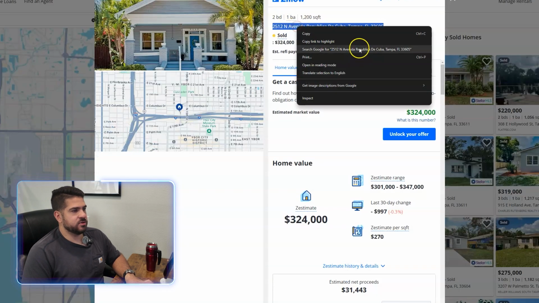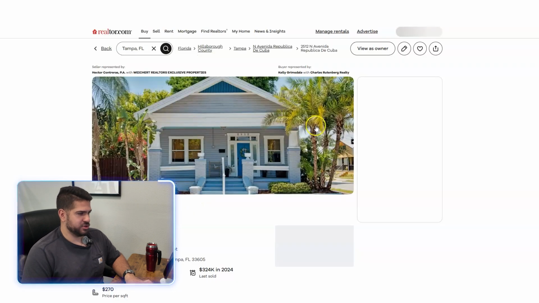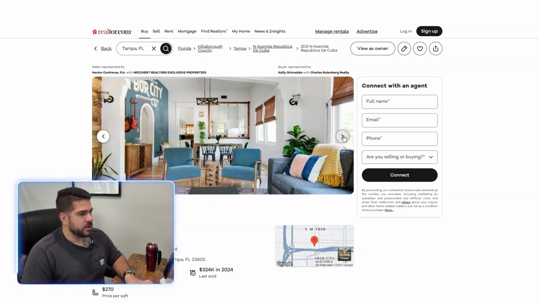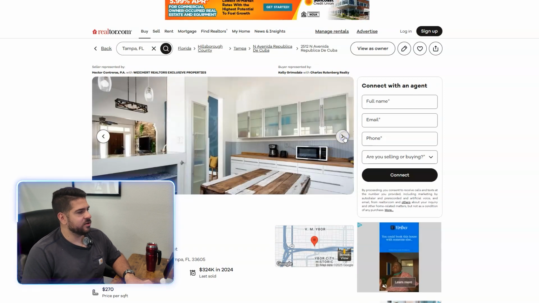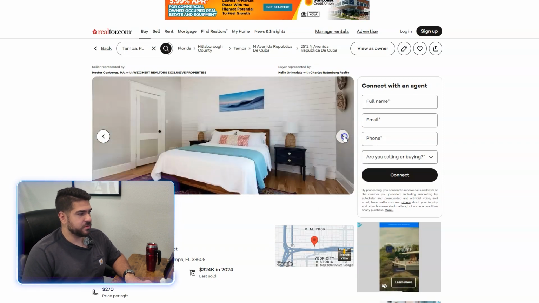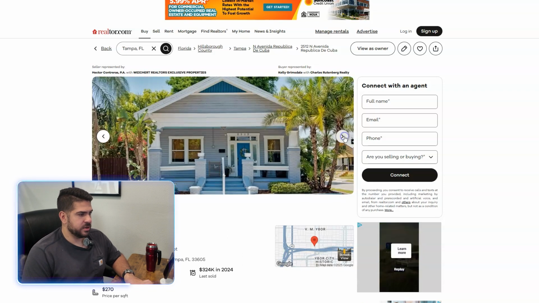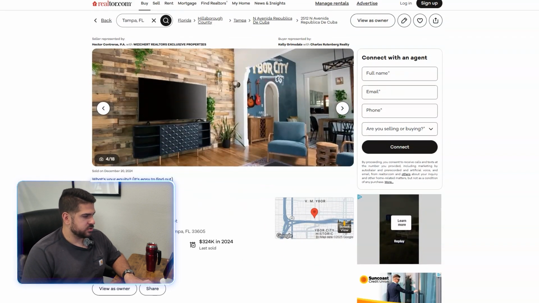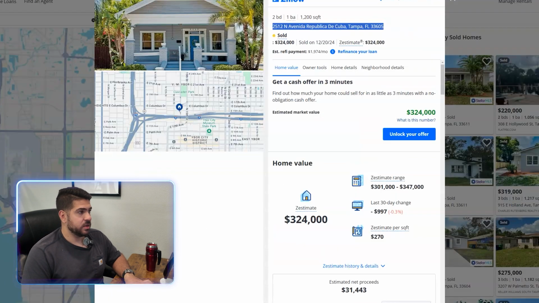Again, Zillow is good for running comps, but it's not good for saving pictures. So Realtor we go. All right, very cool style. Not a typical flip. Really like this. I think this is a good home. 324,000, 1,200 square feet. So 100 square feet bigger. Price per square footage right here. So that's one of the ones we're also going to save.